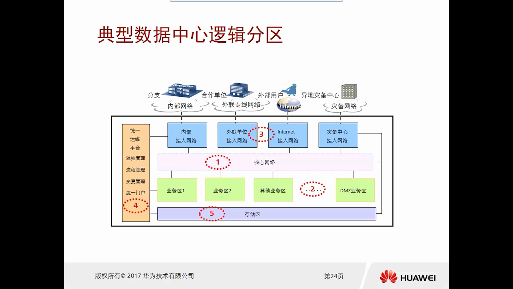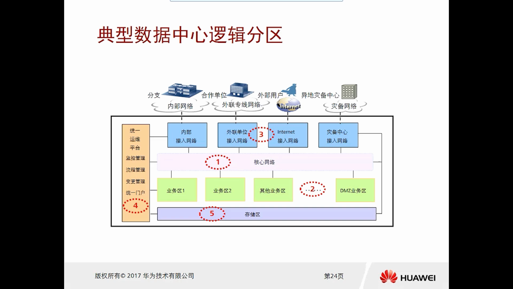From top to bottom is the external access layer. Look at this external access layer. There might be some, for example, connections to the internal network, connections to the dedicated external line, connections to the internet. It's also possible that I'll connect to my remote disaster recovery system. These levels we call the external access layer. The second level we call the network core layer.